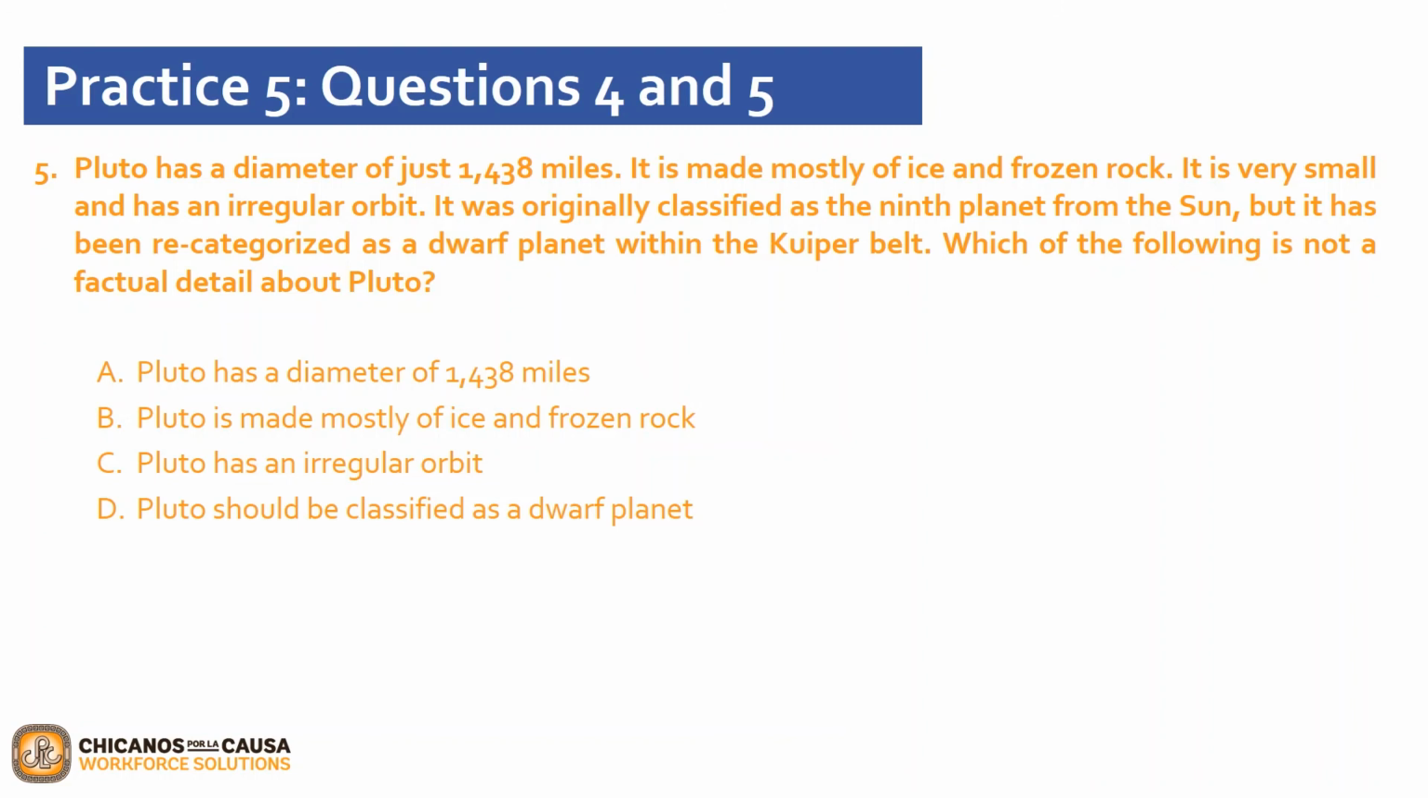So let's look at our choices. A. Pluto has a diameter of 1,438 miles. B. Pluto is made mostly of ice and frozen rock. C. Pluto has an irregular orbit. D. Pluto should be classified as a dwarf planet. So let's evaluate. Choices A, B, and C are factual details about Pluto, which are things that we can prove. Choice D is not a fact, but rather a recommendation or an opinion of the scientists. Therefore, the answer is D. Pluto should be classified as a dwarf planet.